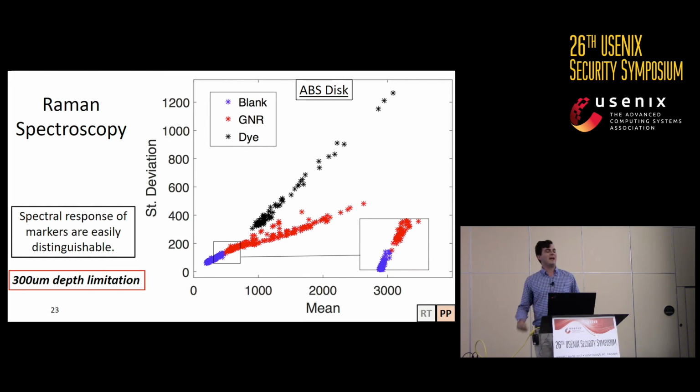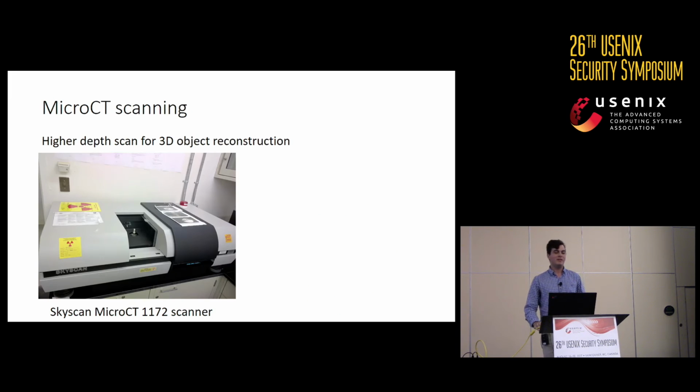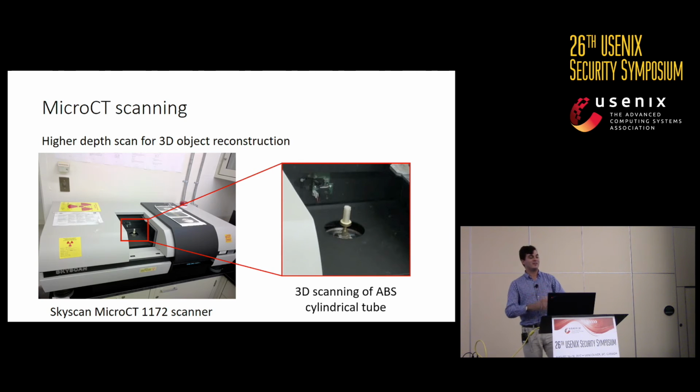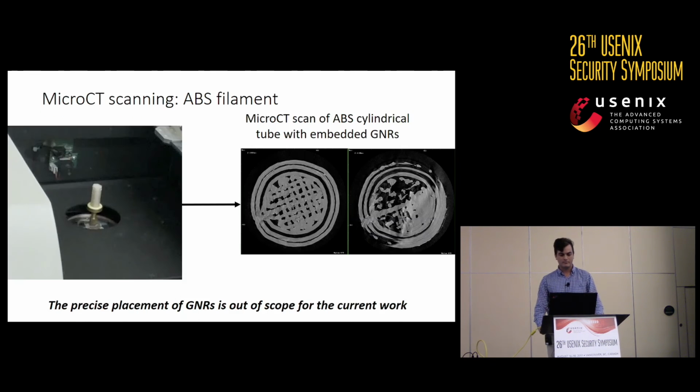So we took a look at another type of visualization, namely CT scanning. CT scanning you might be familiar with from medical applications. It's also useful for looking inside of objects, because essentially all it is is a 360-degree X-ray. And here we're using a SkyScan micro CT scanner, and the micro part is very serious. We're only able to scan very small objects. So here you see a very small 3D printed cylinder.